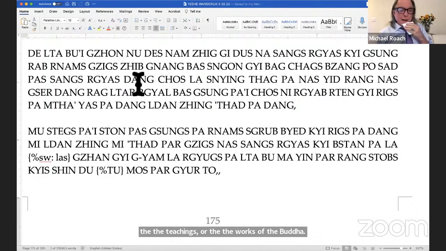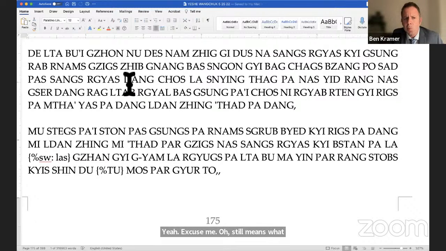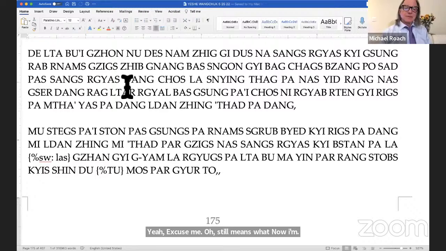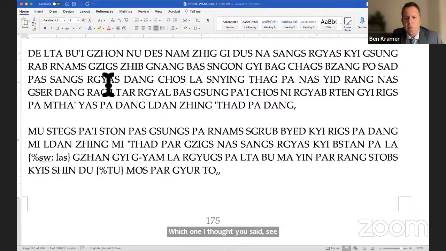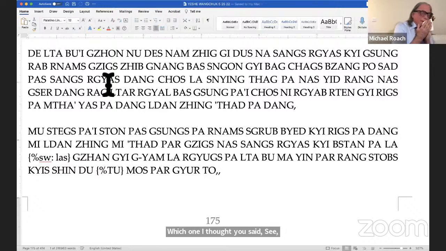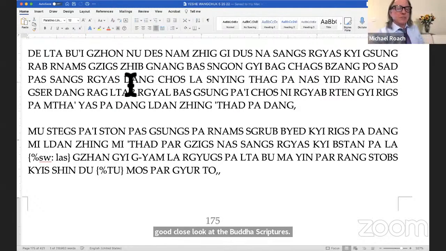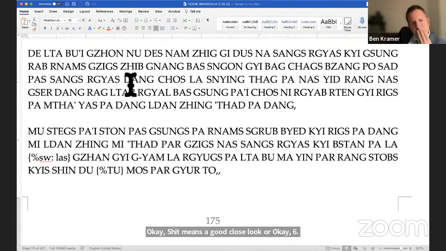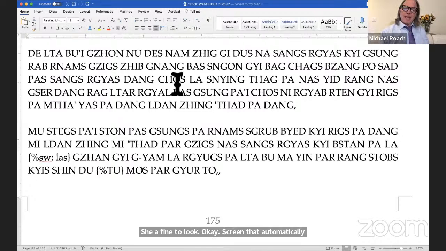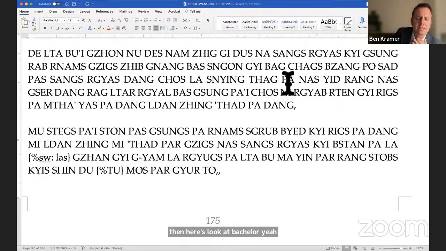Sipdu though still means what now? I thought you said seek. He was giving a good close look at the Buddhist scriptures. Ship means a good close look, a fine-tuned look. He was doing that honorifically. And then his Ngungi Bakchak Sepa. Oh yeah, his seeds from a past life woke up.